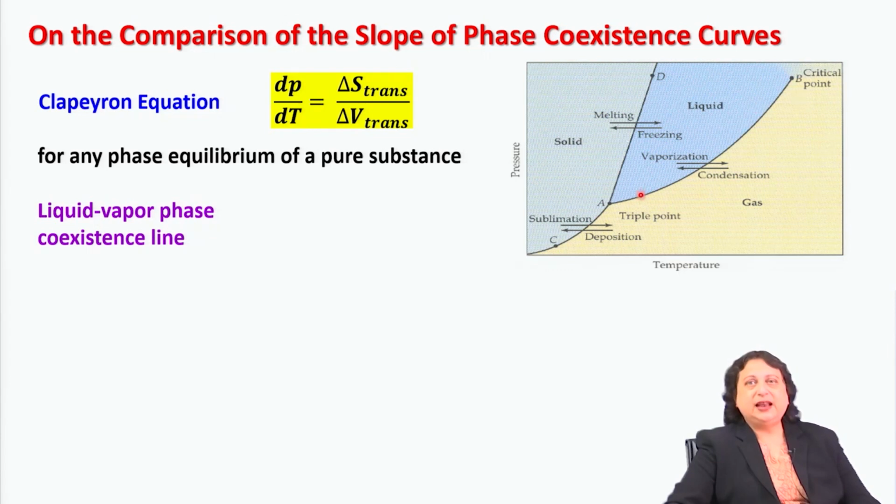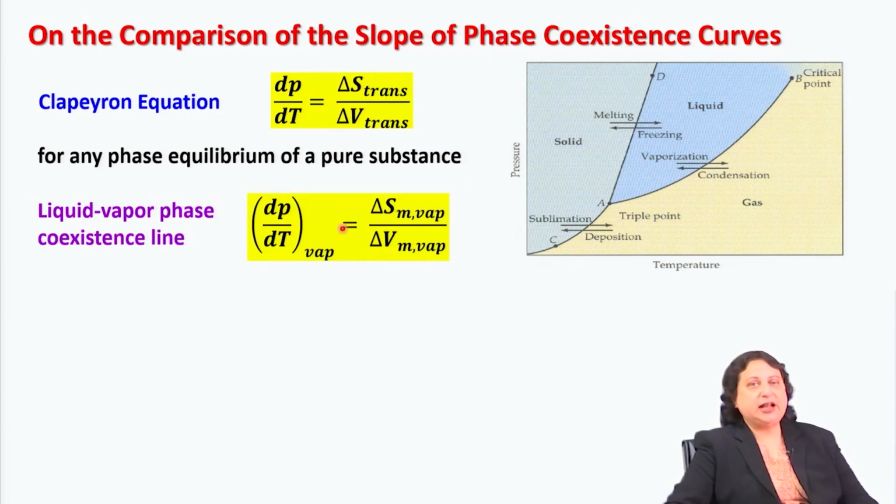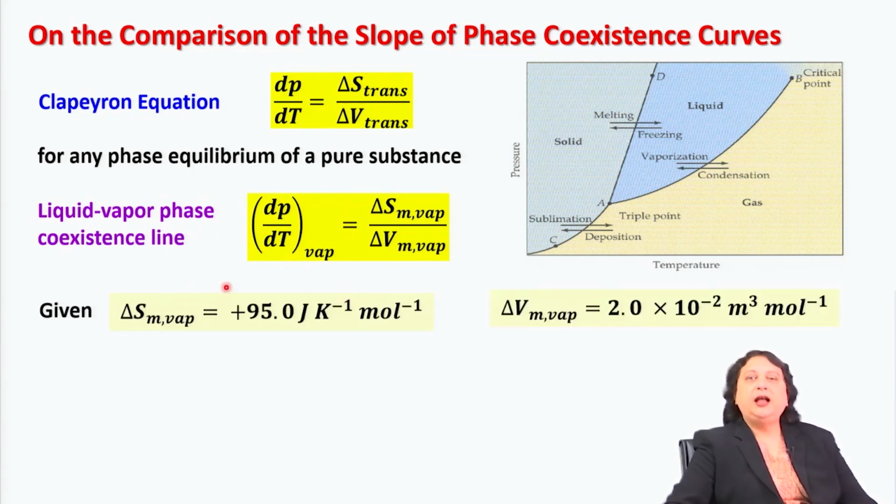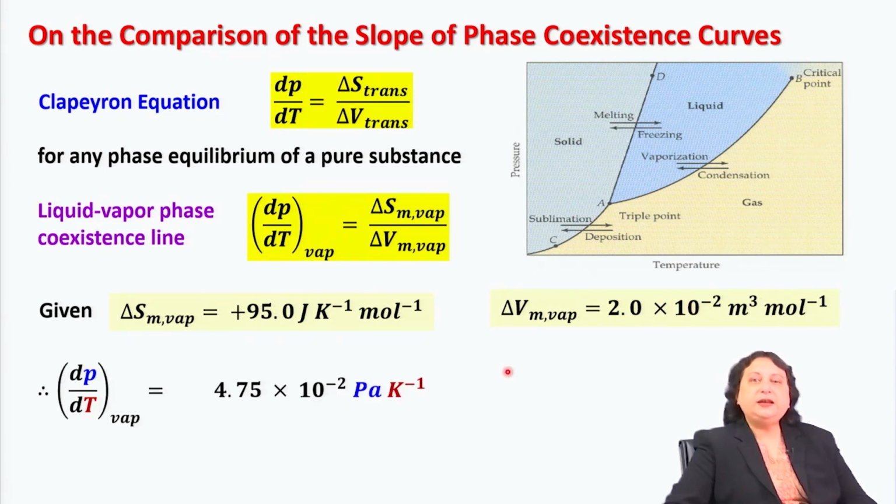So, I am looking at the line AB. Along this line, I can rewrite the Clapeyron equation as dP/dT now corresponding to vaporization, and that would be decided by the change in molar entropy divided by the change in molar volume on vaporization. Now, if the data I obtain as delta S is 95 joule per Kelvin per mole and delta V is 2.0 into 10 to the power minus 2 meter cube per mole, then I can easily calculate that dP/dT of vaporization is 4.75 into 10 to the power minus 2 Pascal per Kelvin.